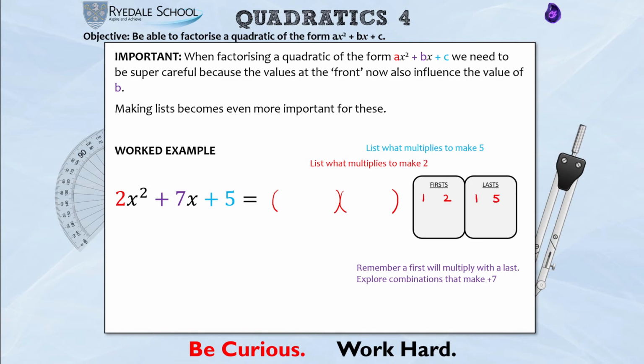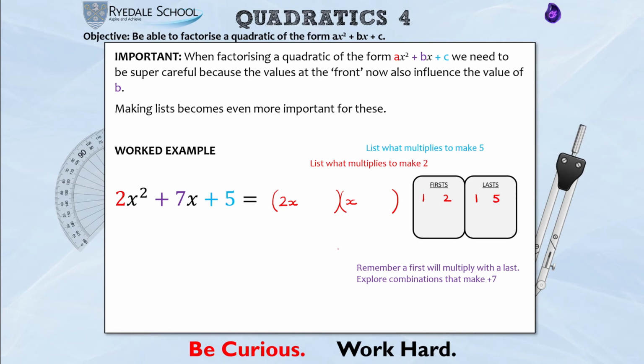However, the order that I decide to put the 1 and the 5 will affect what value I get in the middle. Okay, so although there's not many combinations here, we still need to be careful. So I will now populate my firsts, 2x and x.